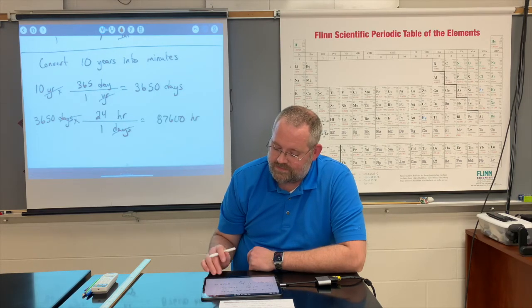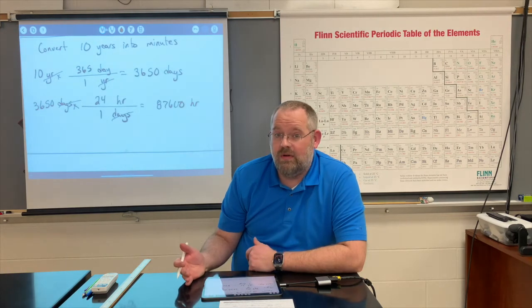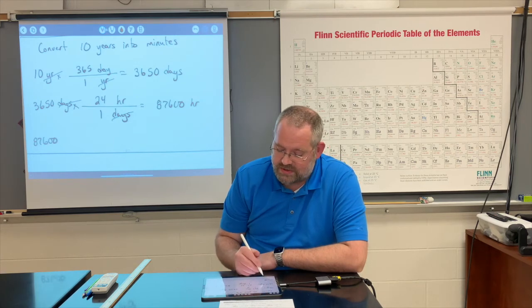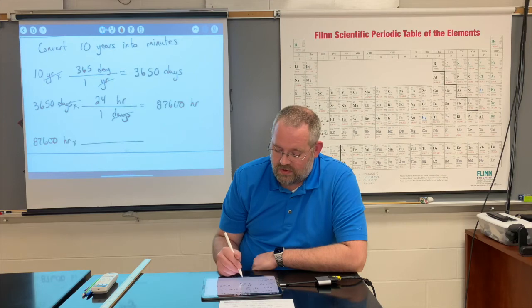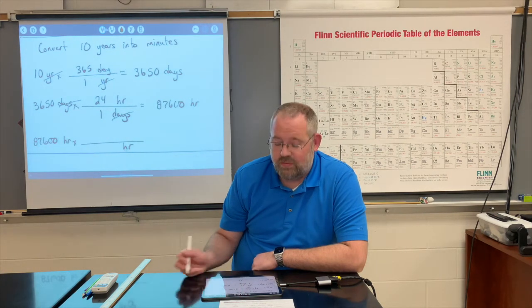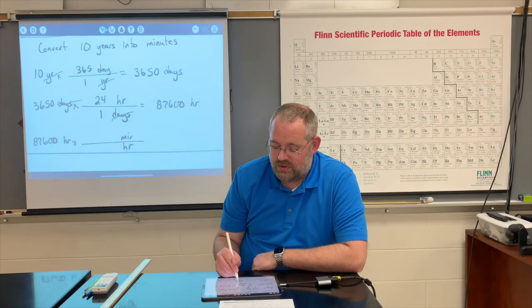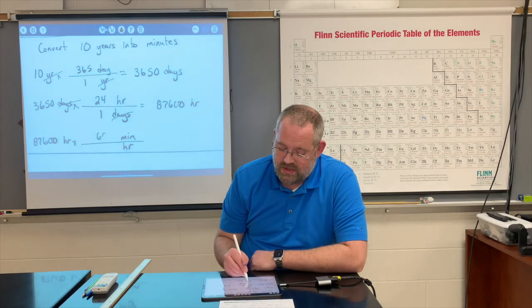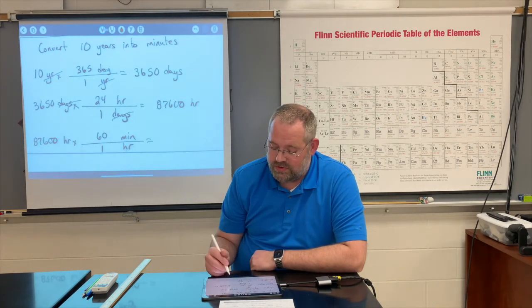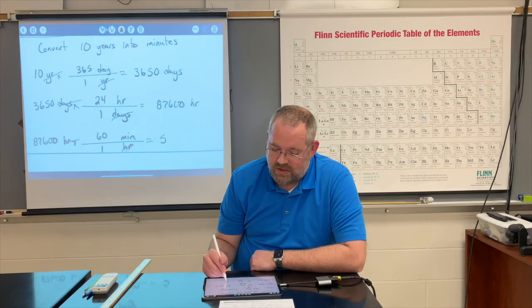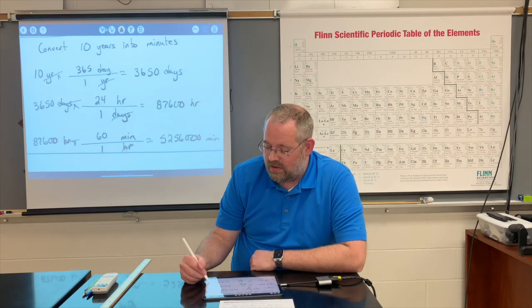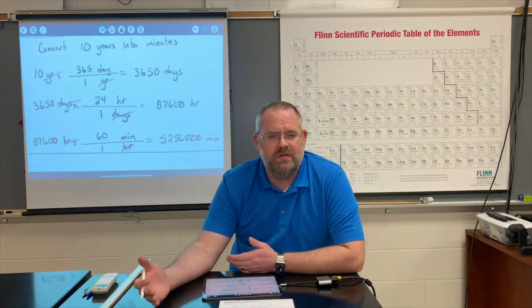87,600 hours. Well, now I have a conversion from hours to minutes. 87,600 hours, and I want to convert that into minutes. Whatever I'm getting rid of, put in the denominator. Whatever you want to turn it into, put in the numerator. And I've got minutes and hours, so I know that there are 60 minutes in 1 hour. So I'm going to cancel out my hours. I'm left with minutes, and I end up with a really huge number, 5,256,000 minutes.